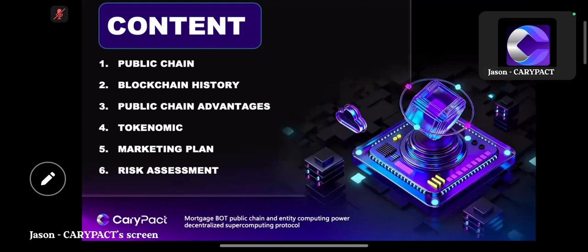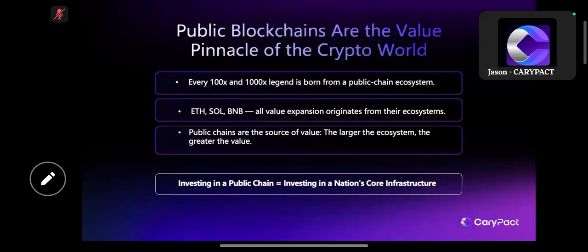Then we're going to go into the tokenomics. We have 2 parts of tokenomics. The first one will be the CA, which is Cary Pact tokenomics, and the second one will be the BOT chain or BOT coin tokenomics. Then we have the marketing plan, covering the 2-part marketing plan, which is the passive income and also the active income. Then we'll talk a little bit about the risk assessment. So that's the content for today. Now let's go into the first part, which is the public chain.